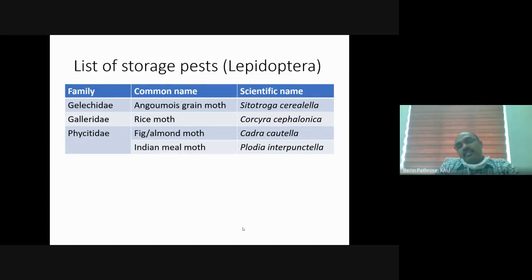Then the next is the family Phycitidae, where we have 2 insect pests. The first one is Cadra cautella, fig or almond moth, and the next one is Plodia interpunctella, Indian meal moth. So in Phycitidae, we have Cadra cautella, the fig and almond moth, and Plodia interpunctella, the Indian meal moth. So this is the list of storage pests.